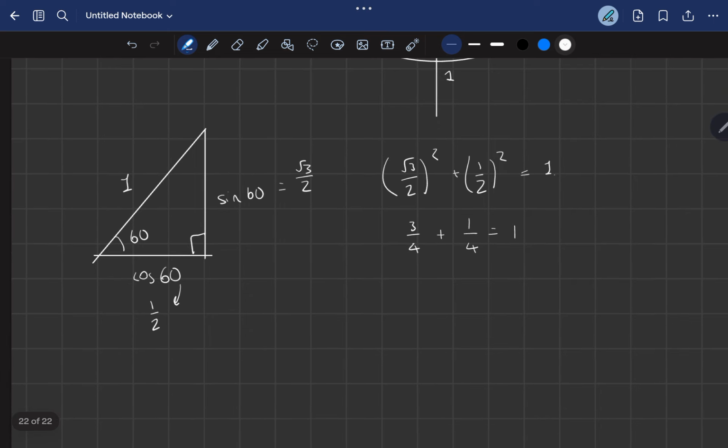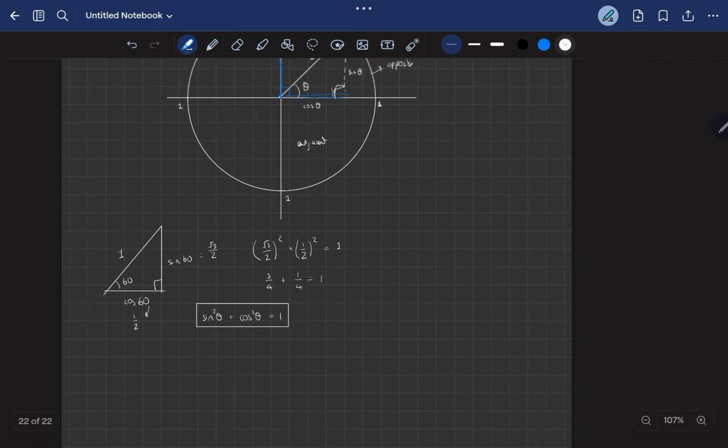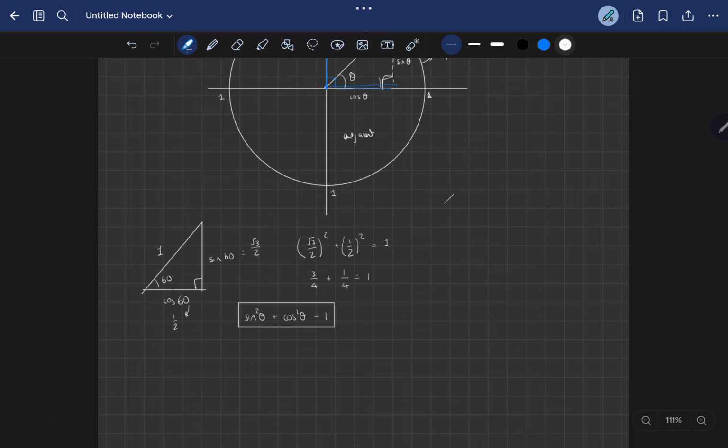But that also means, in general, sine theta squared plus cos theta squared is equal to 1 squared, which is just 1. Now this is a very famous and useful trig equation. Okay? Anyways, let's see how you find the legs of other triangles.